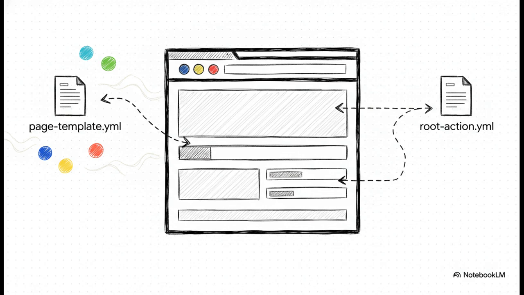The second file is rootaction.yml. This one manages the site structure, things like the main title, that little icon in your browser tab, and the links in the footer. It's all plain text and super easy to edit.